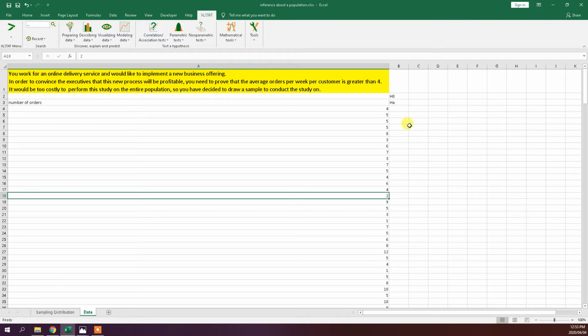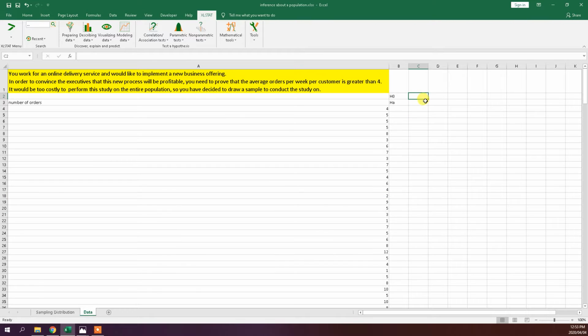But just a quick run through, your alternative hypothesis, basically what you want to do is prove that the average is greater than 4. So your alternative hypothesis is that your average is greater than 4. Therefore your null hypothesis is that your average equals 4. Okay, so that's your hypothesis.